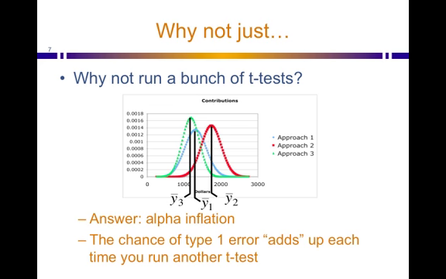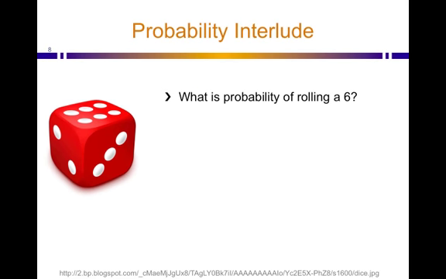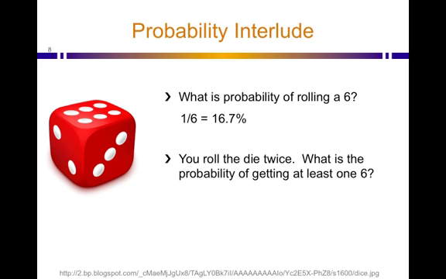Now, in order to talk about alpha inflation, we need to talk a little bit about probability. So we'll start with this question that all of you will be able to answer. What's the probability of rolling a 6 on a die? Well, there are 6 sides, so it's 1 out of 6, or about 16.7% chance of rolling a 6. Let's say you roll the die twice. Now, what's the probability of getting at least one 6 after you roll the die twice?